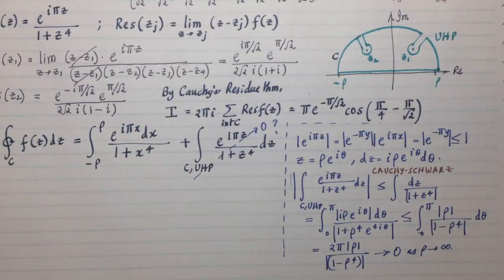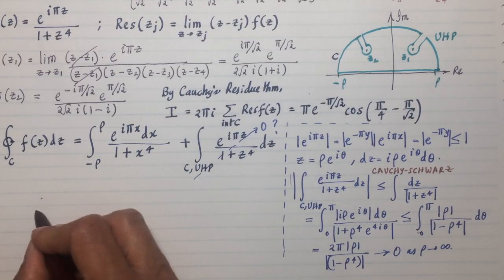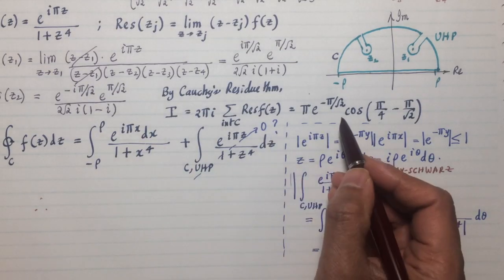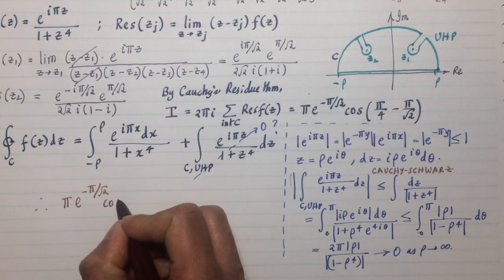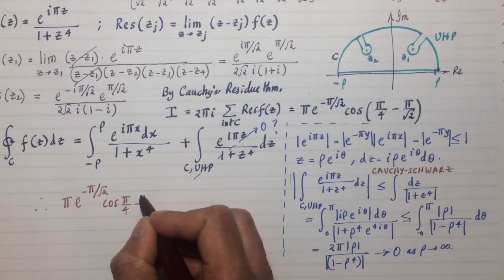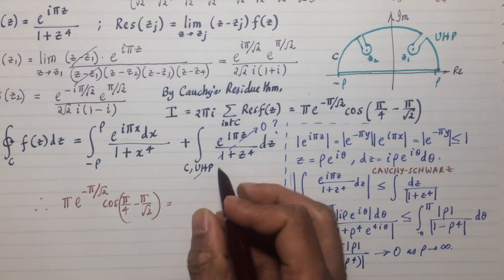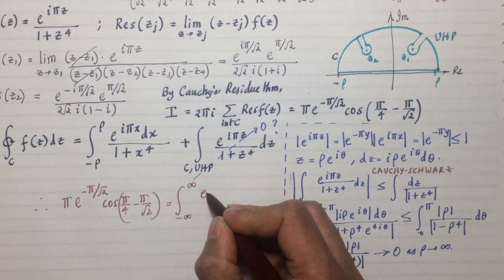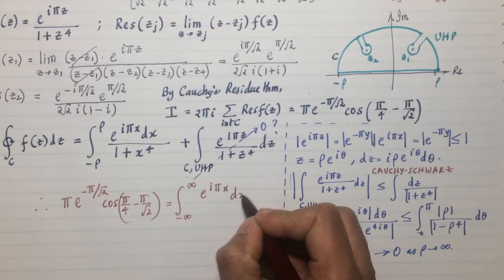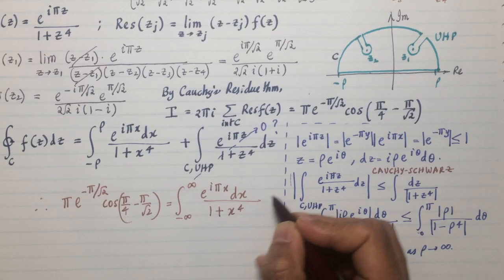Now once you have that, I am left with just the first term, and we can take the real part of the answer and get our integral. So let's finish up the problem. So therefore, the integral, which is equal to all of that, so pi e to the minus pi over root 2 cosine of pi over 4 minus pi over root 2, is equal to the integral, I'm taking the limit now, from minus infinity to infinity, e to the i pi x dx over 1 plus x to the 4.